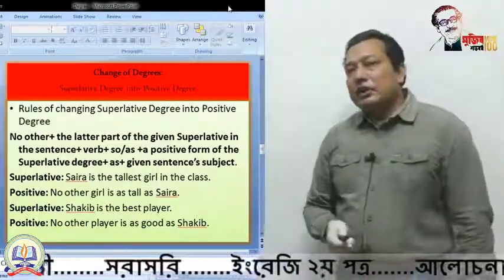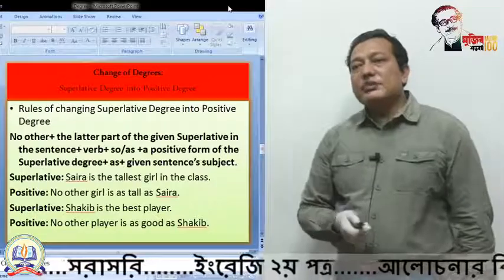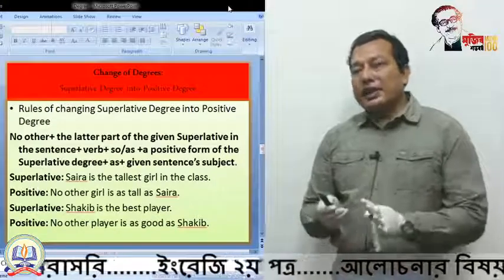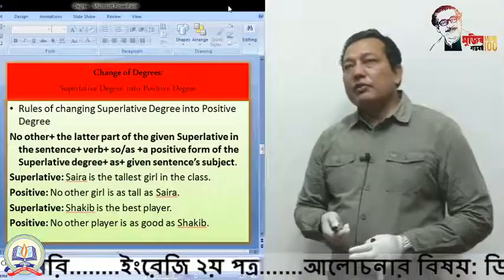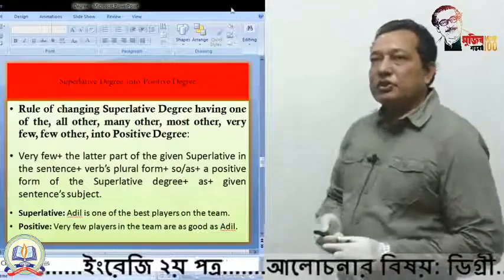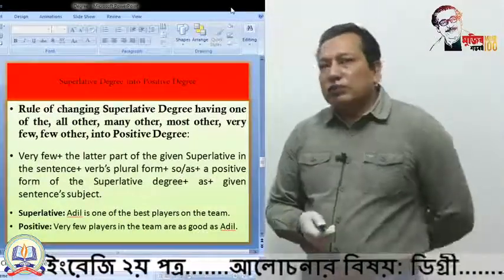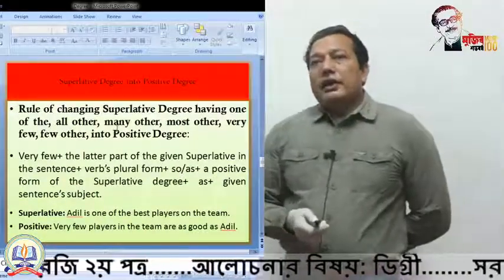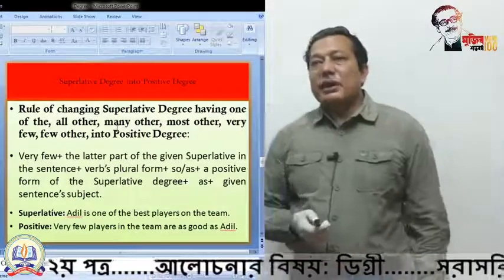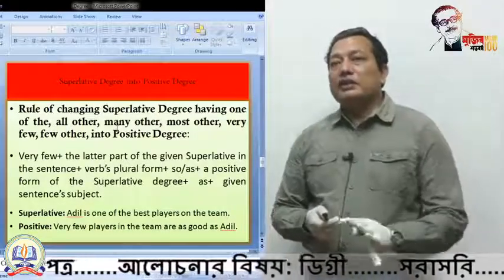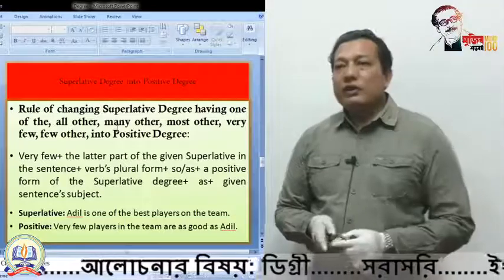And in the superlative form, Saqib is the best player. No other player is as good as Saqib. In this way you are making the positive degree from the superlative. There are other rules here. You are getting it fine. Rules of changing the superlative degree having one of the, all other, many other, most other, very few other into the positive degree.